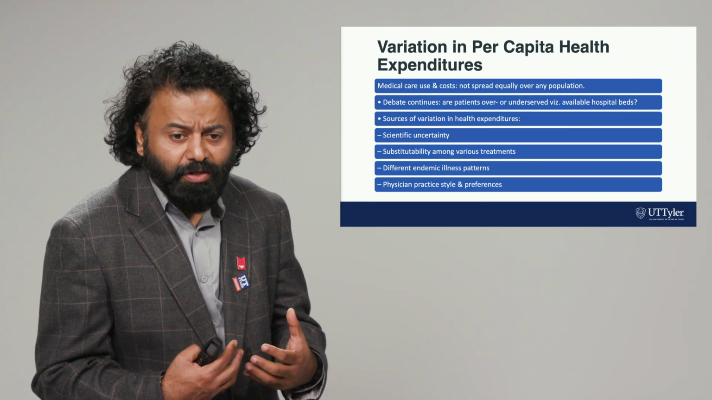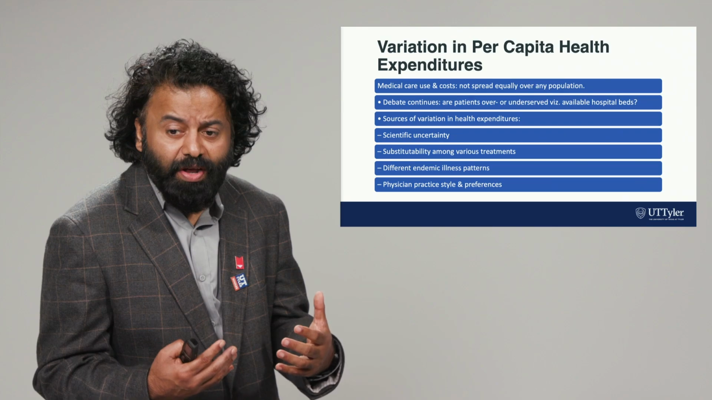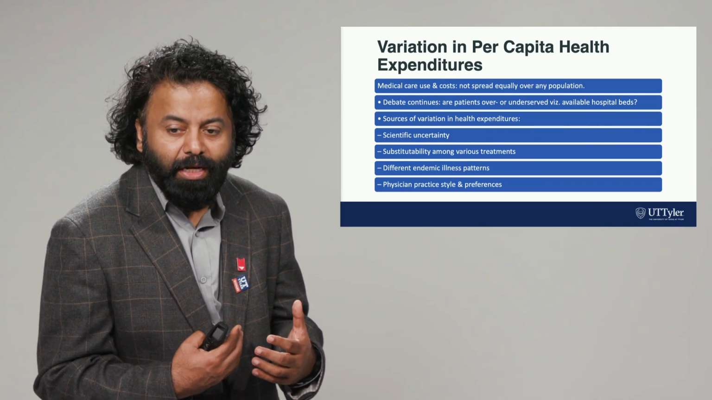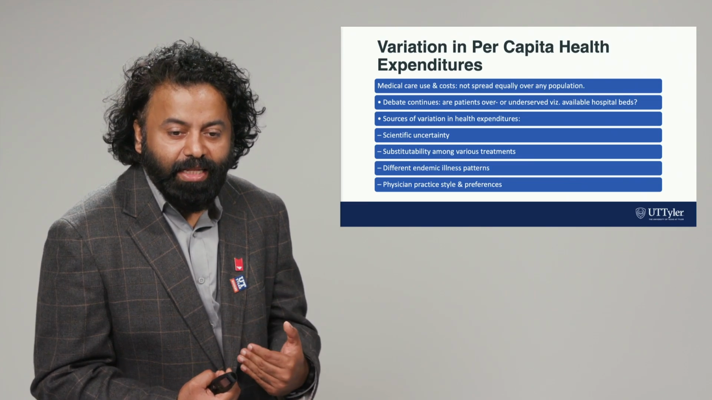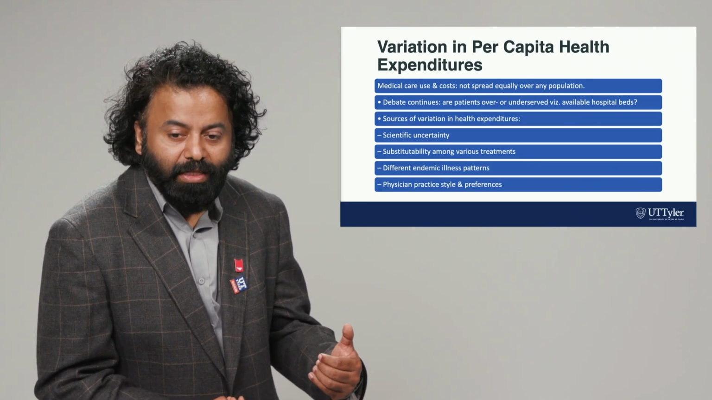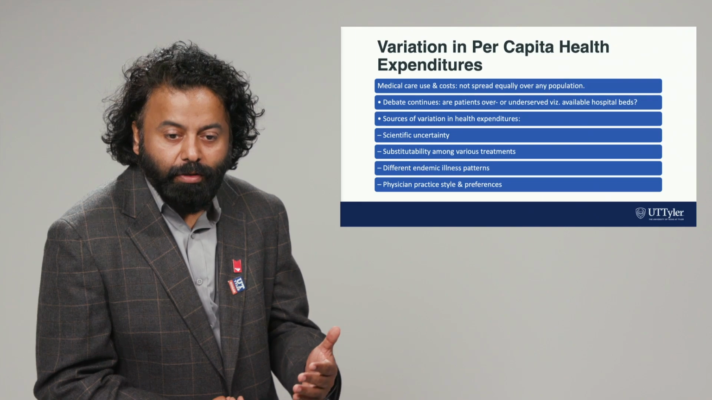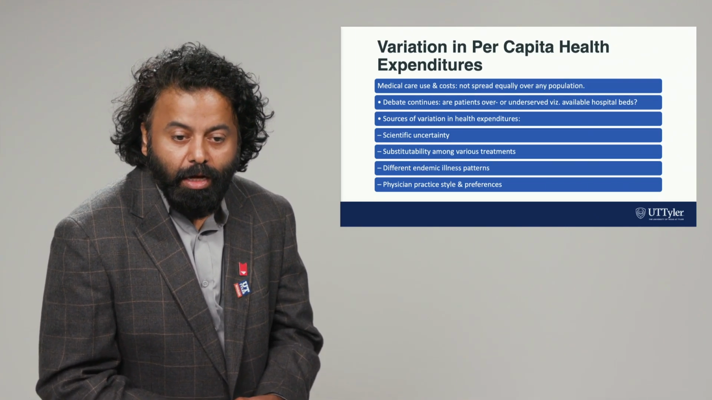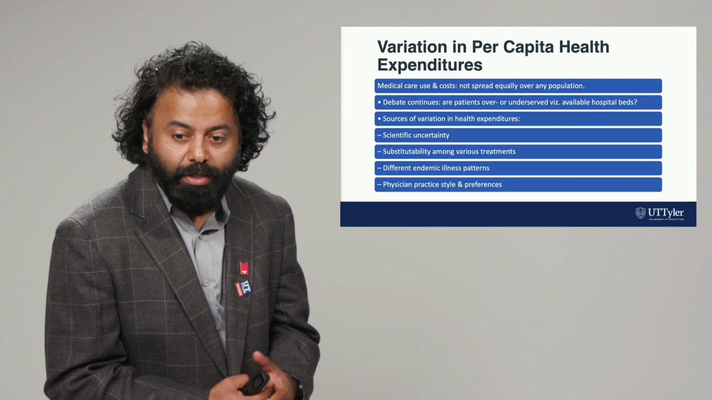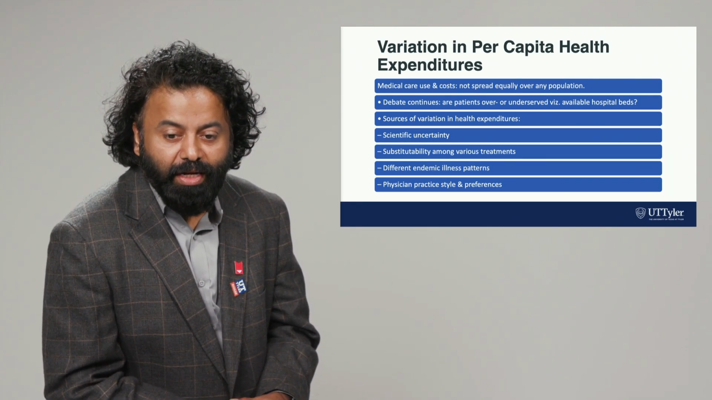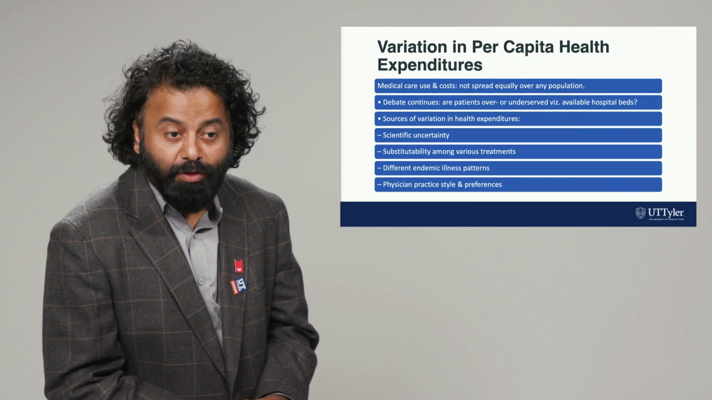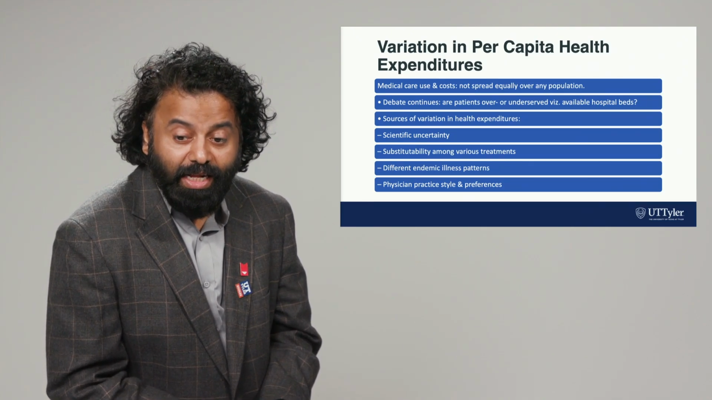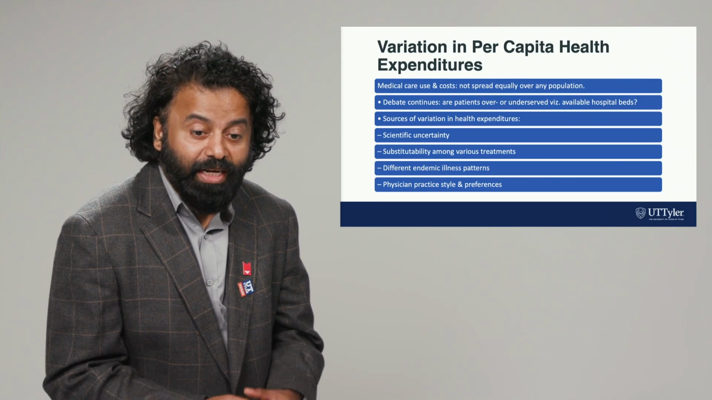Debates amongst researchers and policymakers revolve around whether patients are receiving appropriate levels of care based on the availability of hospital beds. Studies indicate that increased hospital bed capacity leads to more admissions, a phenomenon known as Roemer's law. This suggests more beds results in more patients admitted, potentially influenced by physician-induced demand. Sources of variation in healthcare expenditures include scientific uncertainty, substitutability among interventions, illness patterns, and clinician practice styles, all of which differ from actual care needs.